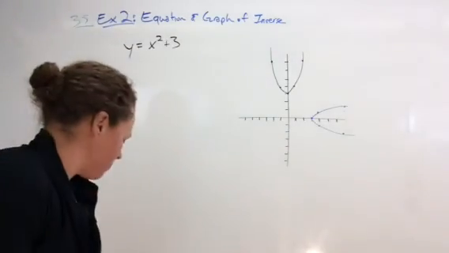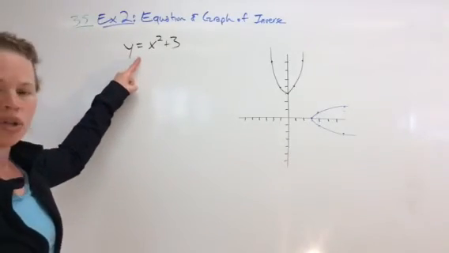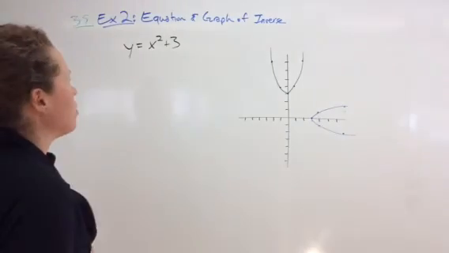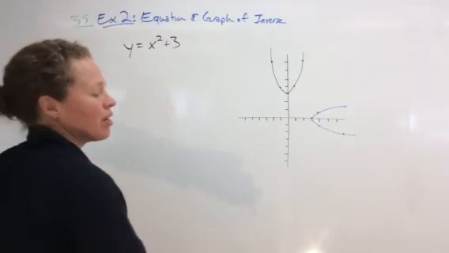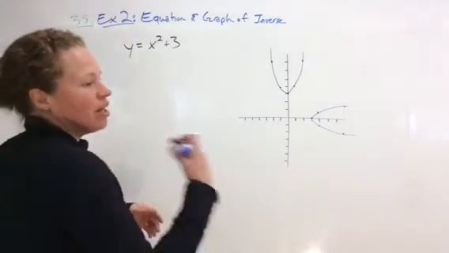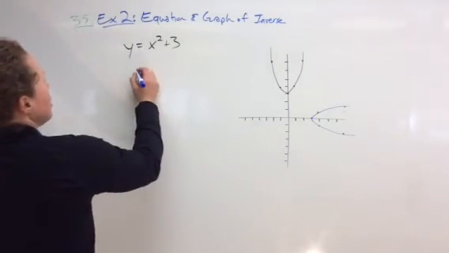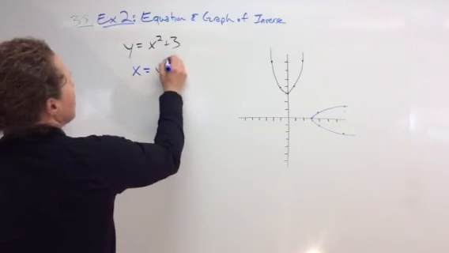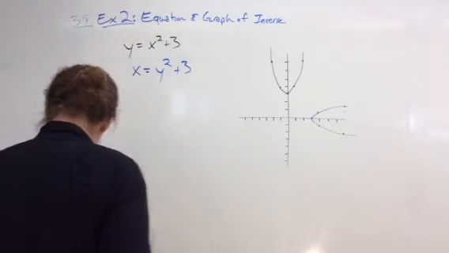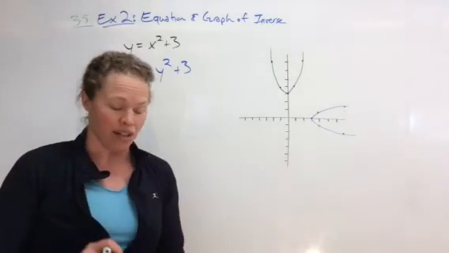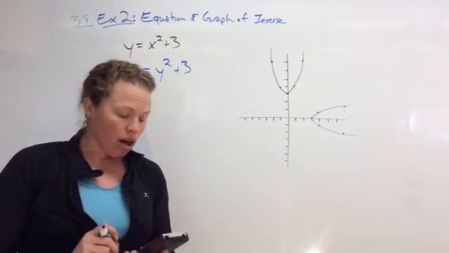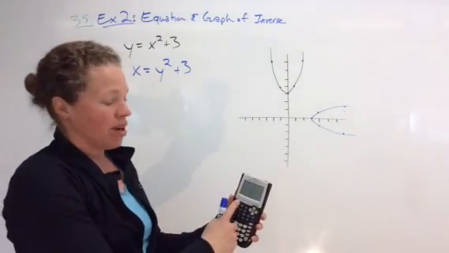Okay, so switching x and y. That's what inverse graphs are all about. You take x, you make it y. You take y, you make it x. So we're going to change this. We're going to make it x equals y squared plus 3. But if I grab my handy-dandy graphing calculator and I go to put that in, you can't, because it's just y equals.